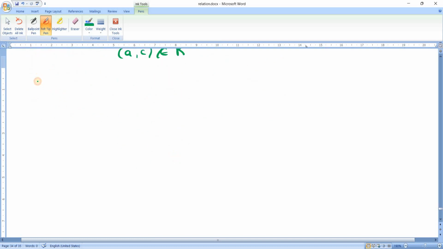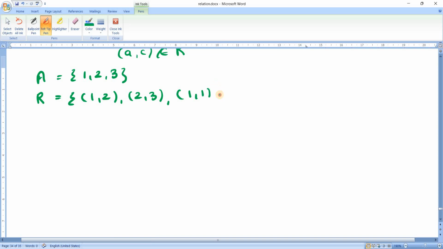Let's say there is a set A with elements 1, 2 and 3, and a relation R which is defined on this with elements (1, 2), (2, 3) and let's say (1, 1). Now let's see whether this is a transitive relation or non-transitive relation. So we'll pick the first pair, this is (1, 2), and we will try to find the primary condition for this. So we have to see (1, 2) and (2, 3).